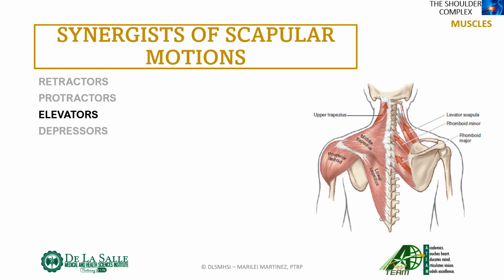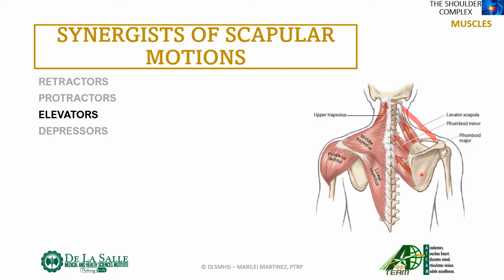Okay, so here, attaching to the lateral end of the clavicle. So your upper trapezius, your levator scapulae, this one, and to a lesser extent, your rhomboid minor and your rhomboid major. So the force of contraction of these muscles will now result in elevation of the scapula at the scapulothoracic joint.